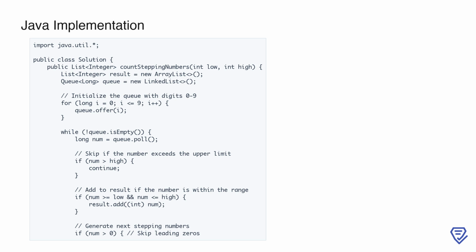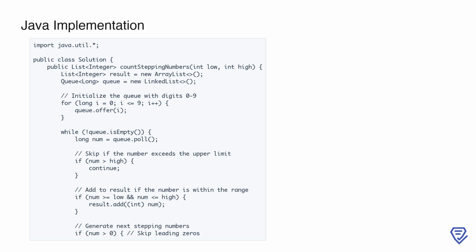The method count stepping numbers takes two integers, low and high, representing the range within which we need to find stepping numbers. We begin by initializing an empty list called result to store the stepping numbers and a queue to facilitate a breadth-first search approach. The queue is pre-populated with the digits 0 through 9, as these represent potential starting points for our stepping numbers. Next, we enter a loop that continues until the queue is empty.